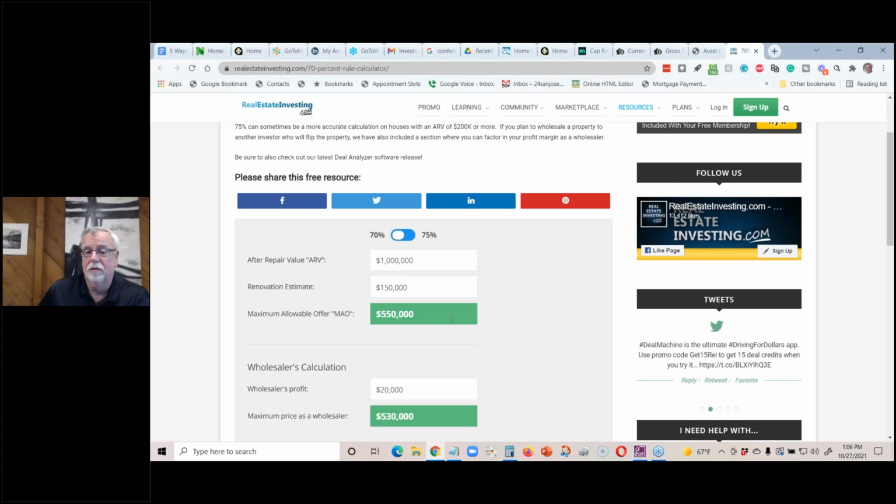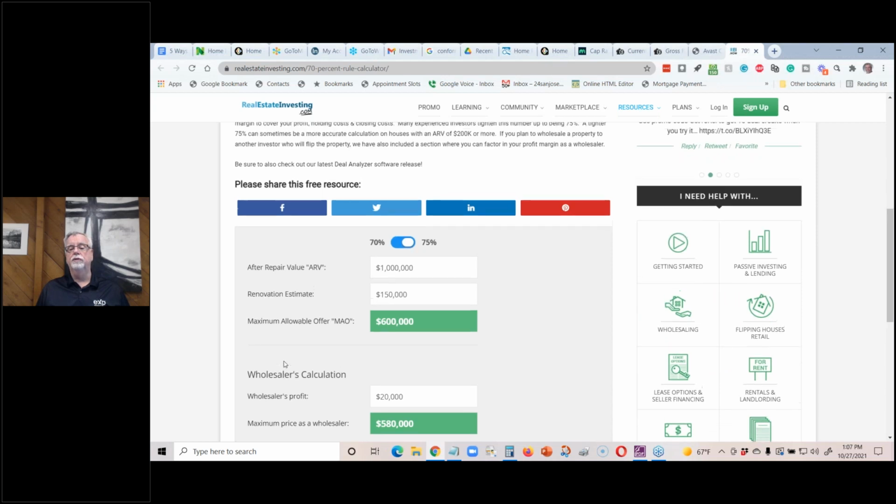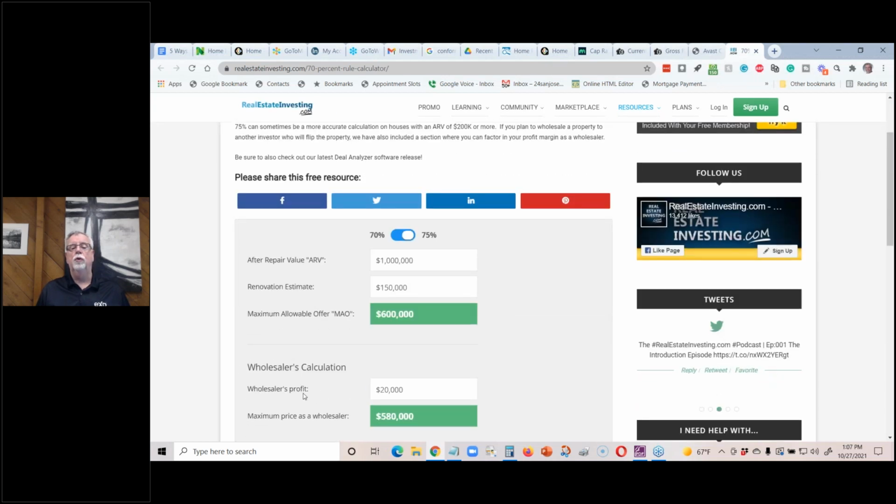Right? It's hard, right? But you understand, if you changed it to 75%, because you're not going to be as conservative, then $600,000 is all you can do, right? Because if you've got $150,000 in renovations and it's going to be worth $1 million and you want a 25% profit, $600,000.